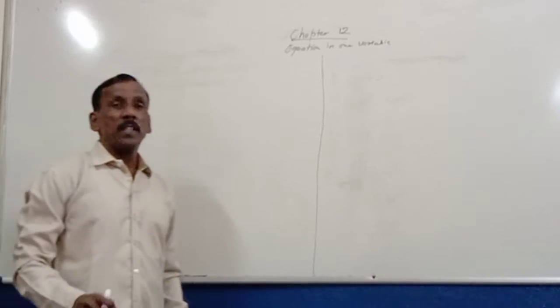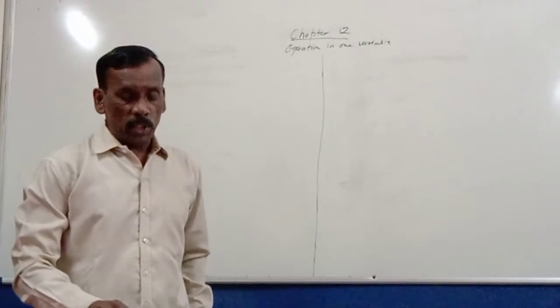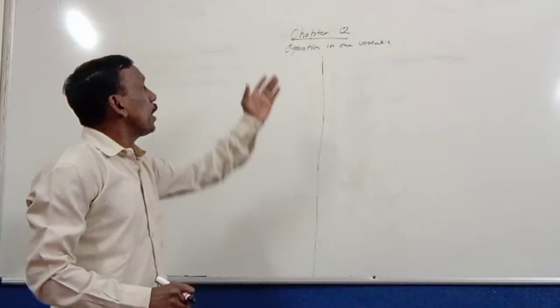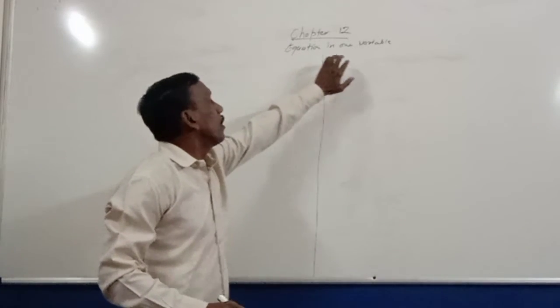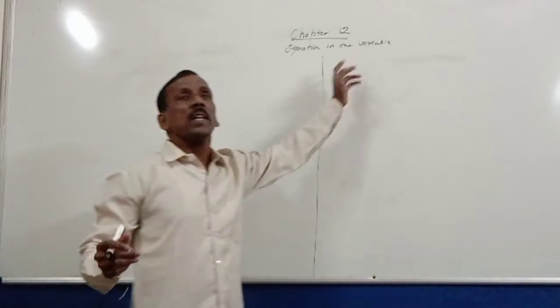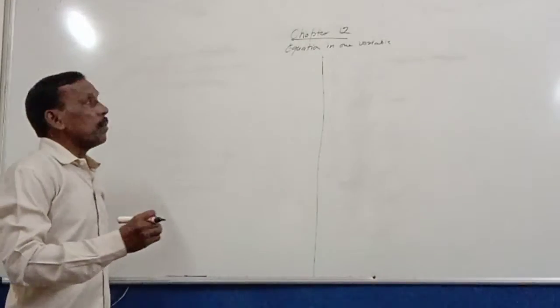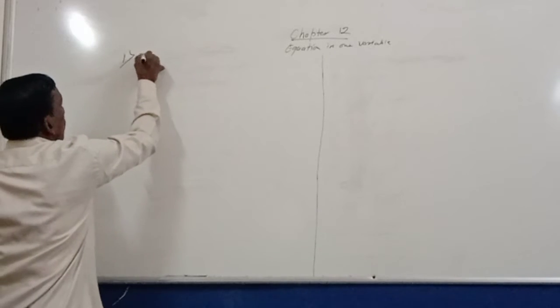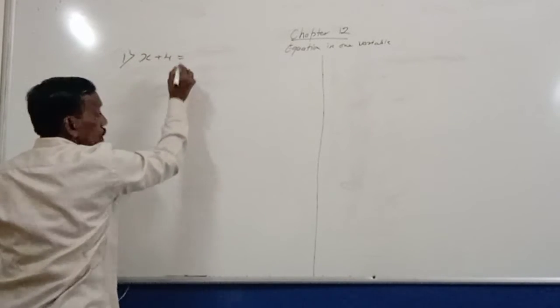Everyone, today we are starting a new chapter, chapter number 12, equation in one variable. Now, you know what an equation is and what a variable is. A variable is nothing but an alphabet which comes with the numbers. For example, I take one example here. Suppose I take x plus 4 is equal to 9.